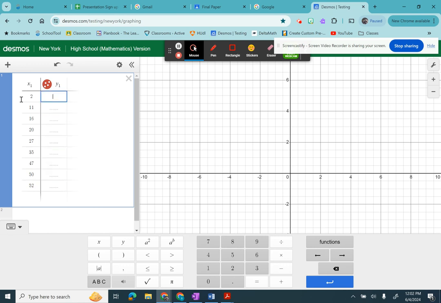And then if you type in your y values, 3.1, 7.5, and just keep going until you get them all in. Just give me a second there. If you want to fast forward to me not typing, that's totally fine.